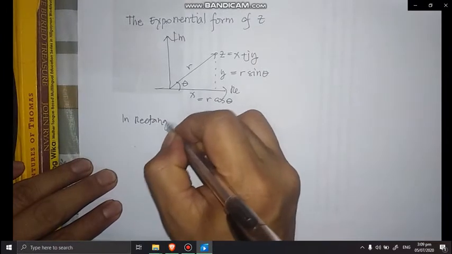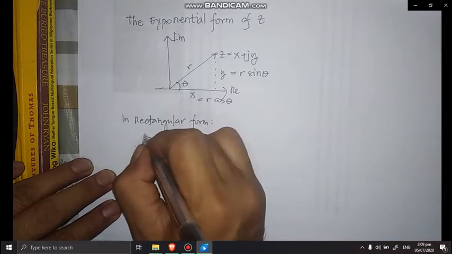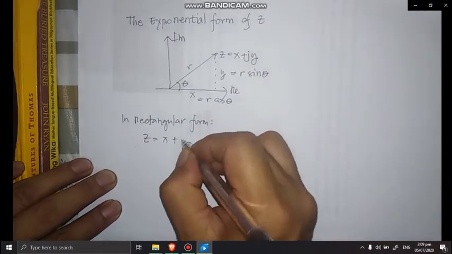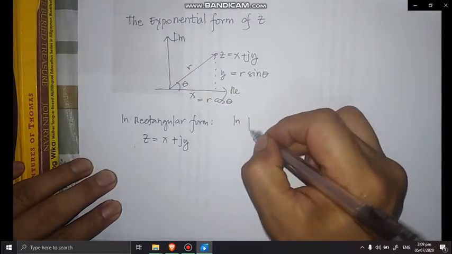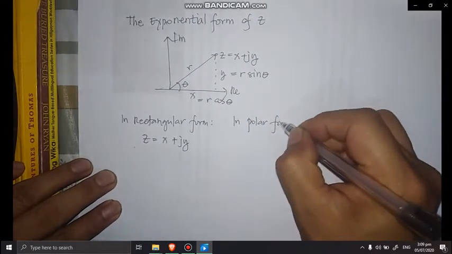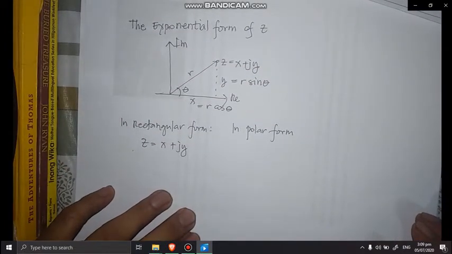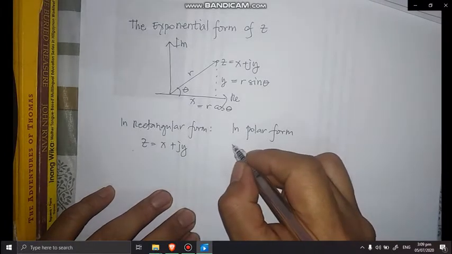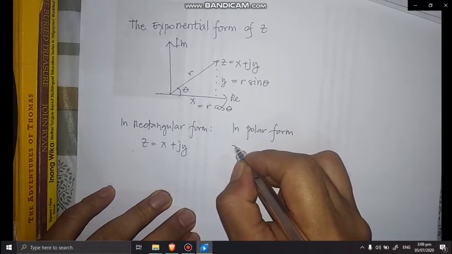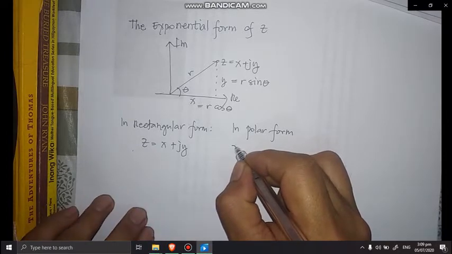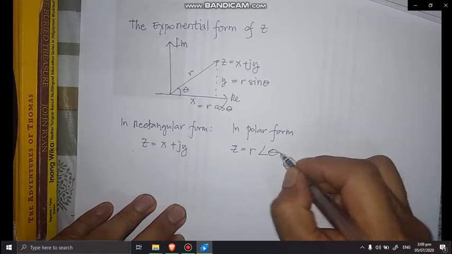So in rectangular form, you have z equals x plus jy. In polar form, take note, the value of z is equal to r angle of theta.